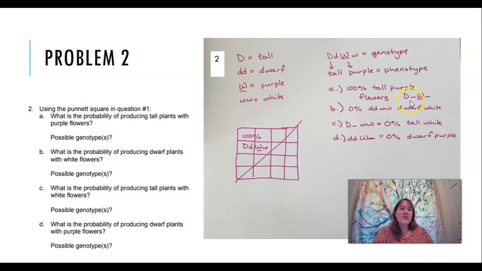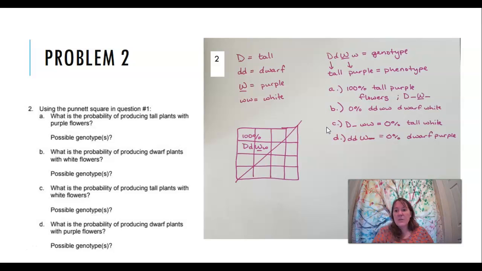It turns out that 100% of our offspring also have a little d and a little w, but if you have a big D and a big W, that's the genotype that determines whether you have the tall purple phenotype. So B is what is the probability of producing dwarf plants with white flowers? Is there any probability of having dwarf white plants? No, there's no likelihood at all. That would be little d, little d, little w, little w, and there's no chance of that happening because we have big D, big W, 100%.